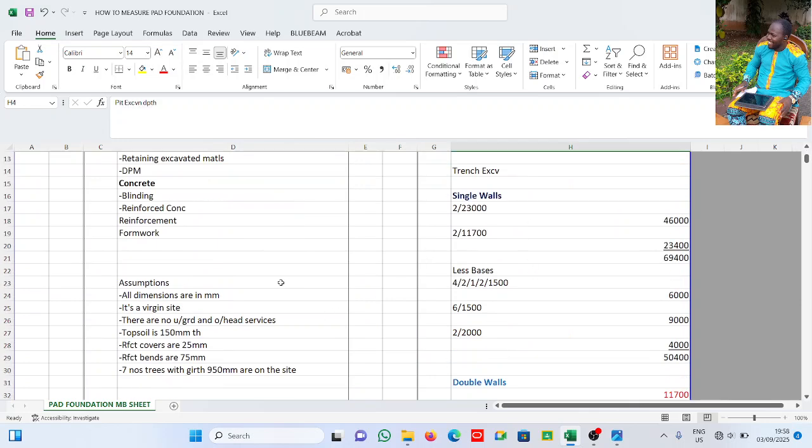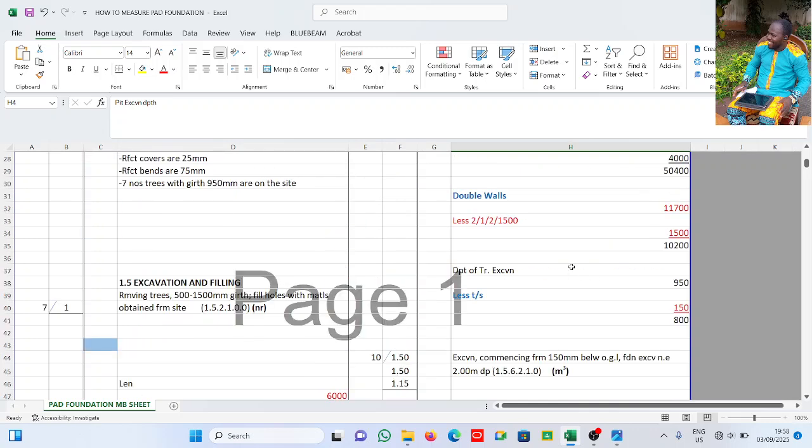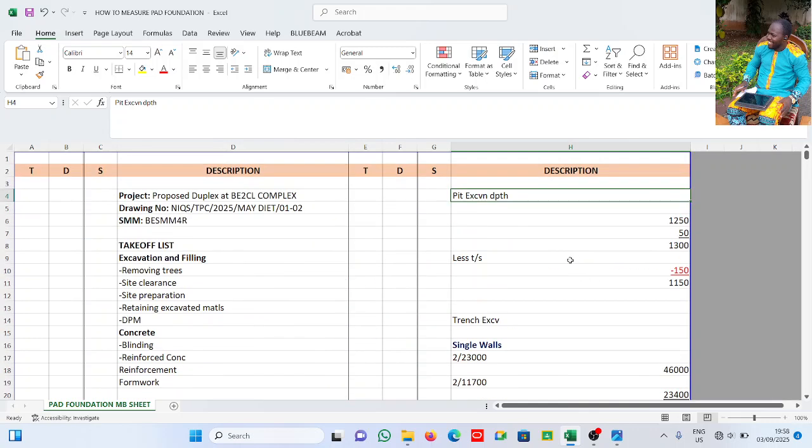So now the pit excavation. Having cleared the site, now we'll go to excavation properly. Of course, we have pit and we have trench. What I mean by pit is the column excavation, column-based excavation. That's what we refer to as pit. And we have the trench. Trench is the one where you have your block wall.